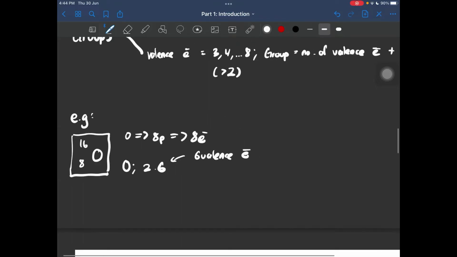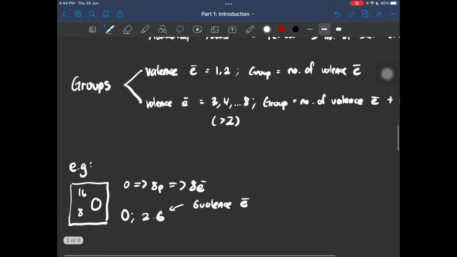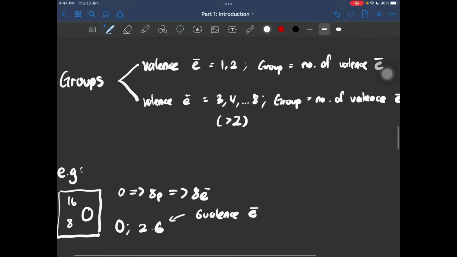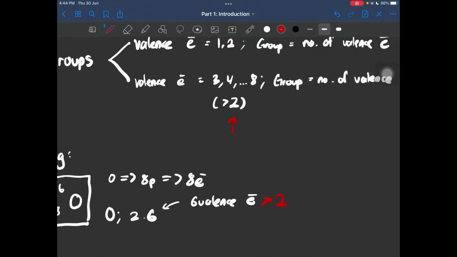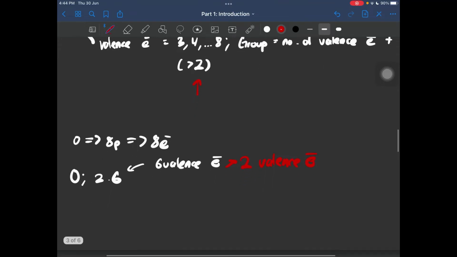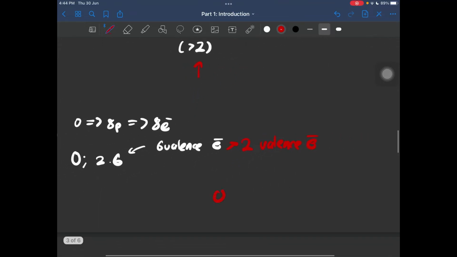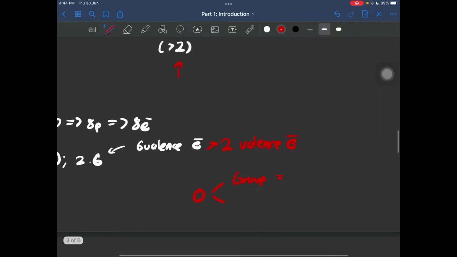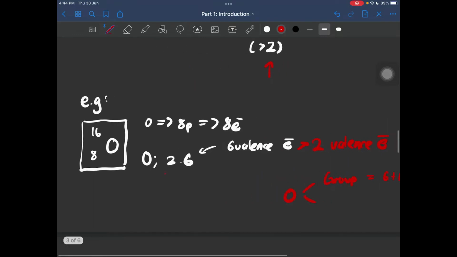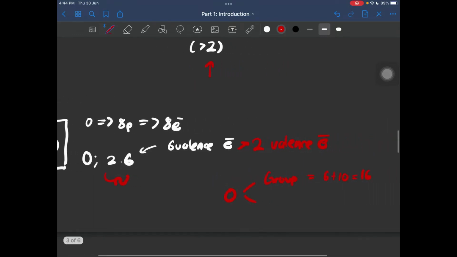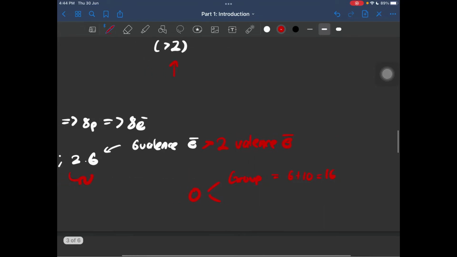But it's not, because the valence electron is more than 2. This is more than 2 valence electrons. So for oxygen, the group is actually equal to 6 plus 10, which is 16. So oxygen is in group 16, and it has 2 shells occupied by electrons, so it is period 2.